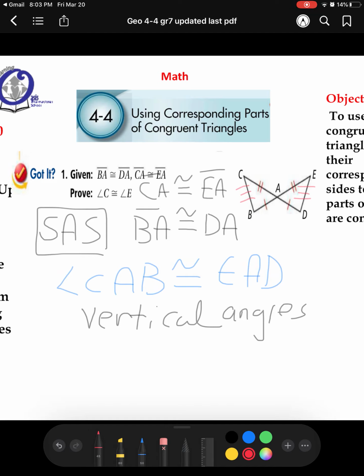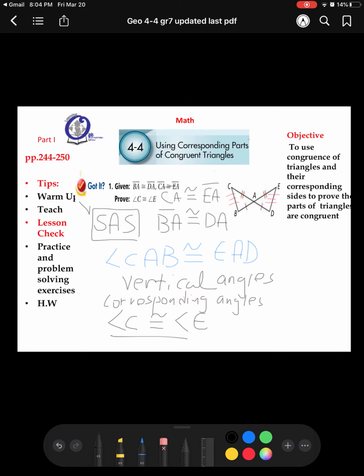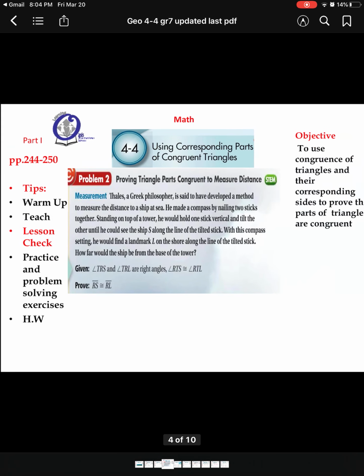So I can say that angle C is congruent to angle E. So the steps of solving is to check first the congruence of the triangles, to say what is the postulate that you are using, and as a result, based on the congruence of the triangles, you say that corresponding angles and sides are congruent. Okay, let's go to problem number 2.